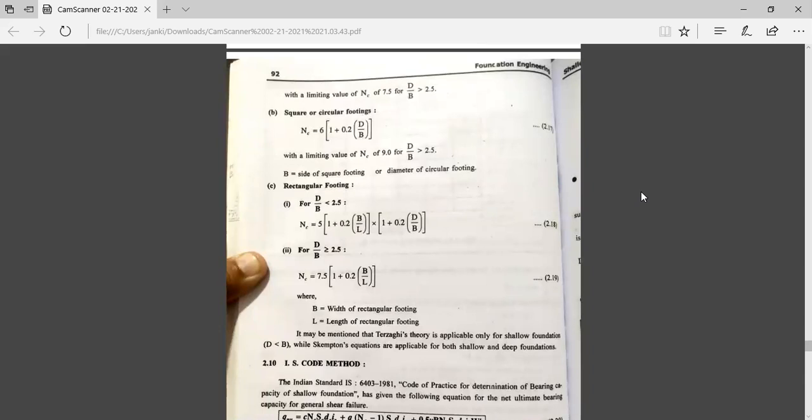Now for the rectangular footing, there are two cases. The first case is when the d/b ratio is less than 2.5, and the second is when the d/b ratio is greater than 2.5. The equations of Nc are given in 2.18 and 2.19, right? Here b is equal to the width and L is equal to the length of the rectangular footing. It may be mentioned that Terzaghi's theory is applicable only for shallow foundations where the depth is less than the width, while Skempton's equations are applicable for both shallow and deep foundations.